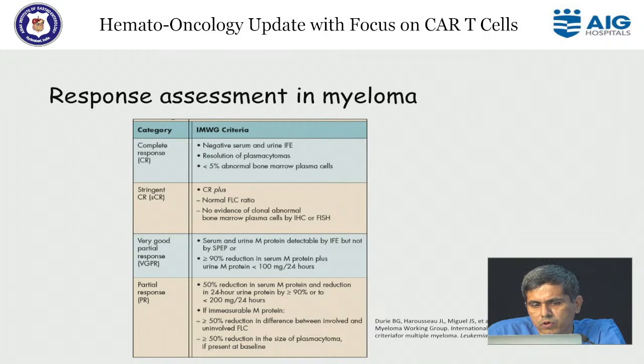Very good partial response is whatever parameters we had positive at baseline, they should reduce more than 90%. It's called very good partial response, and partial response is when positive parameters at baseline reduce more than 50% but less than 90%. These are commonly used response assessment criteria.